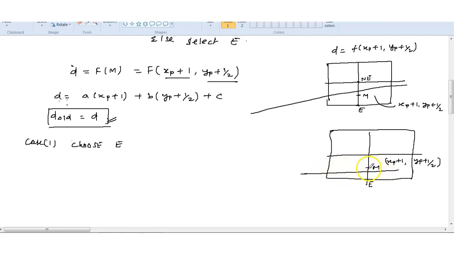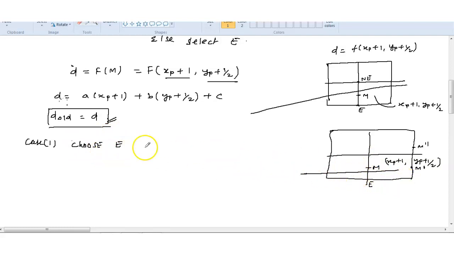So m is above the line, so the next pixel will be m dash, this one, when we are choosing the east corner. And when we are finding the northeast corner, the next coordinate will be m double dash, when we are choosing the northeast. So now we are choosing the east corner, so let's talk about the east corner only.